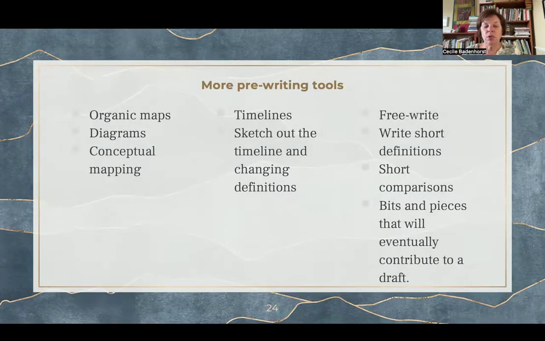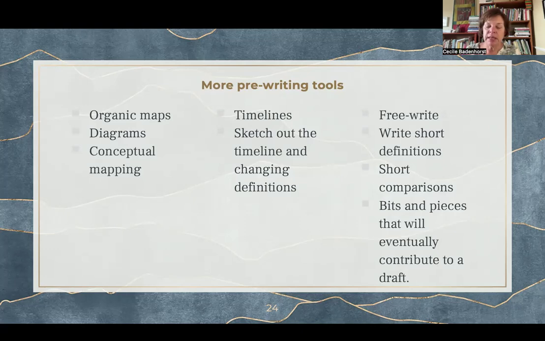I'm always promoting the idea of doing things visually as a pre-writing activity. So any kind of mind map, organic map, conceptual mapping, any kind of diagram is really helpful. Especially if you're getting things out of your head onto paper, you can put the citation with the page number so that you can go back to the actual page. But it allows you to see things holistically, drawing things out, sketching timelines.